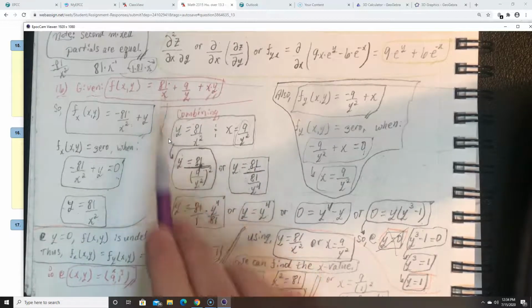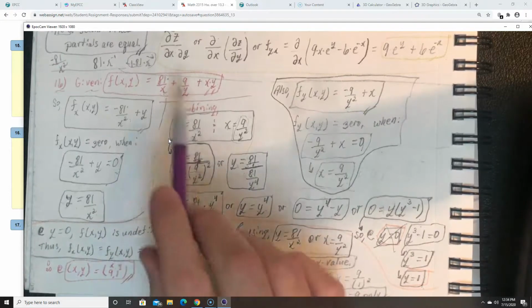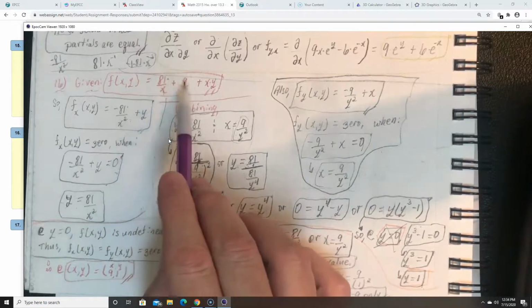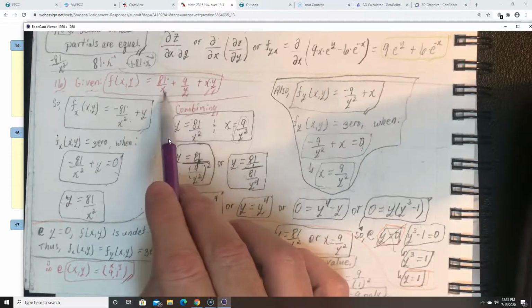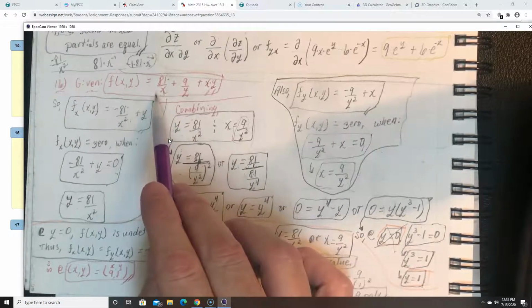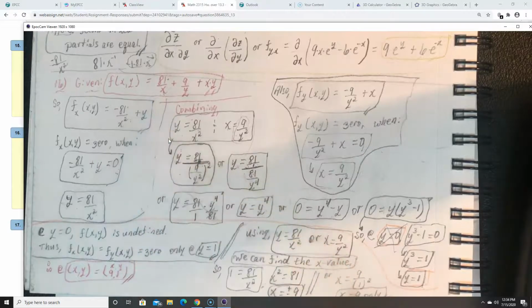So let's find... I'm sorry, I think I said that wrong. When y equals 1, you would put 9 divided by 1, which would be 9. That's okay. And this, we don't know about x yet. So we're going to continue with y equals 1.